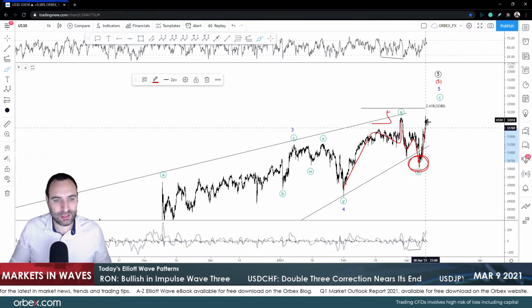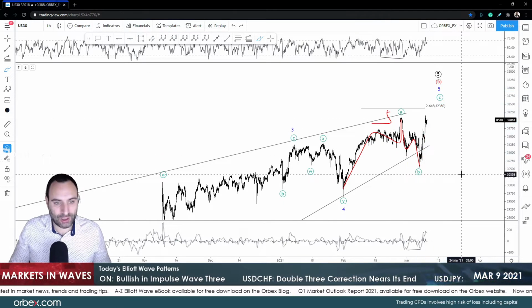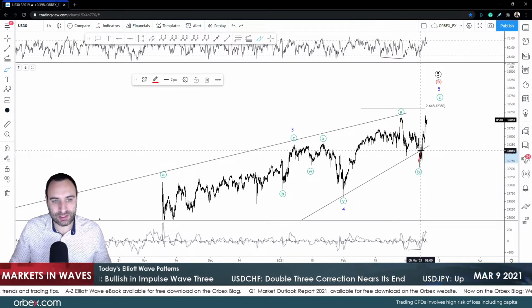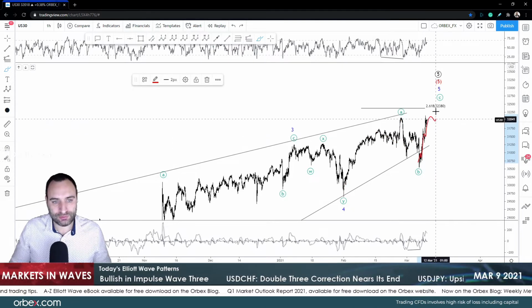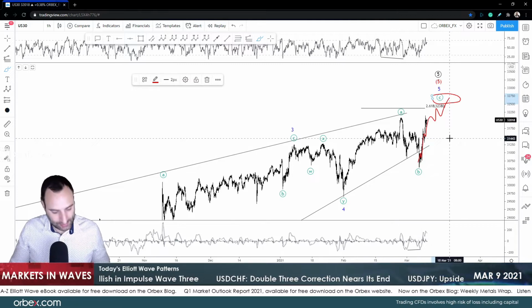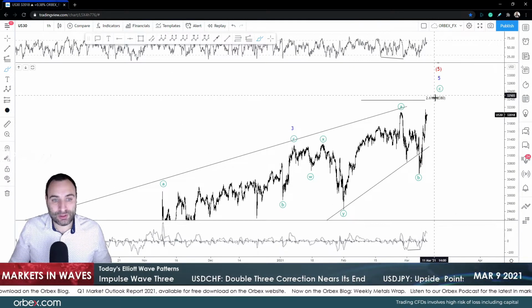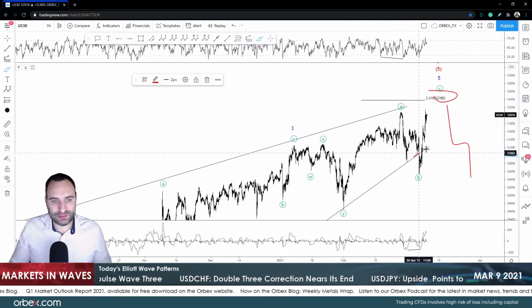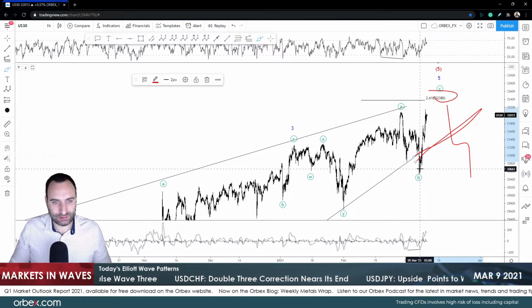Now this actually is coming in. So I think that this is 1, 2. This is 1, 2, 3, 4, and 5. We're going to see 4 and 5. I want to go to 32,38 at least. And once we get there, I want to finally see a valid break of this trend line.